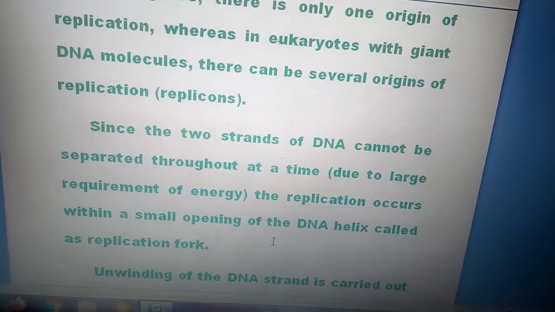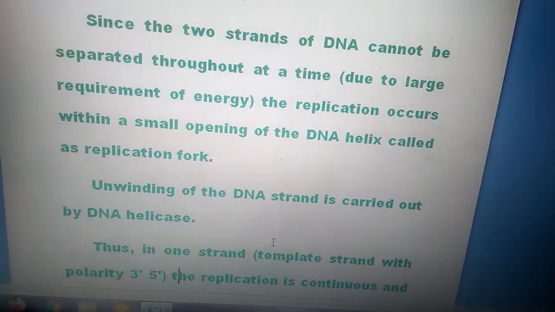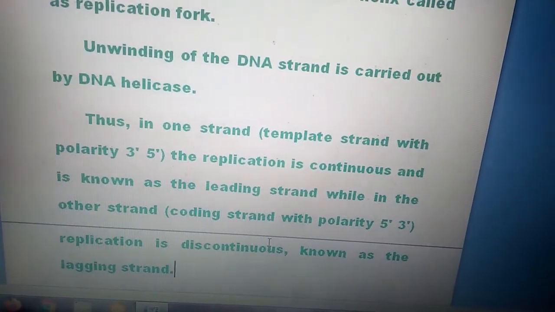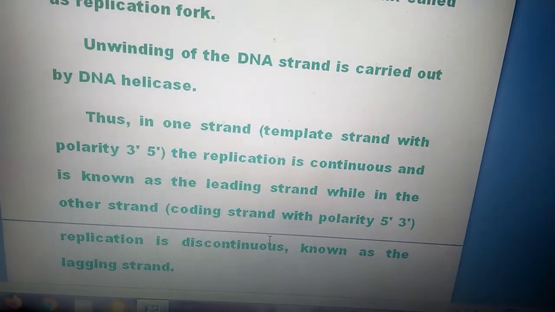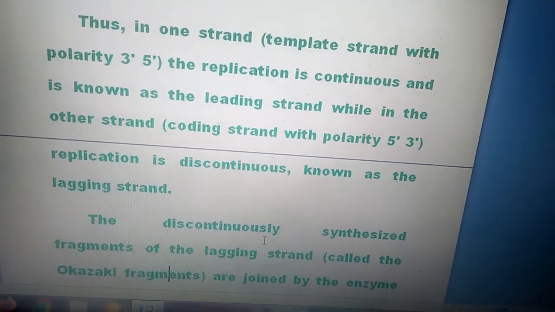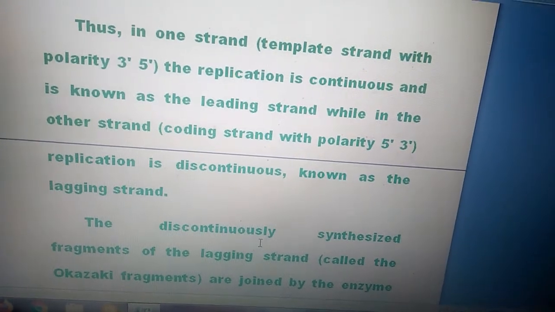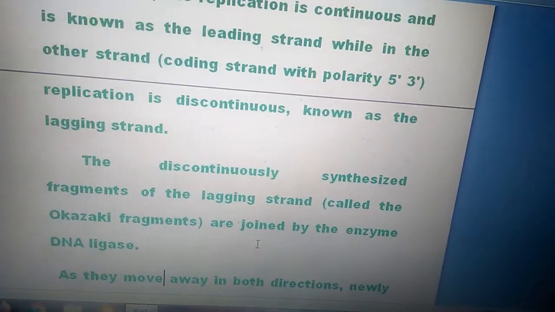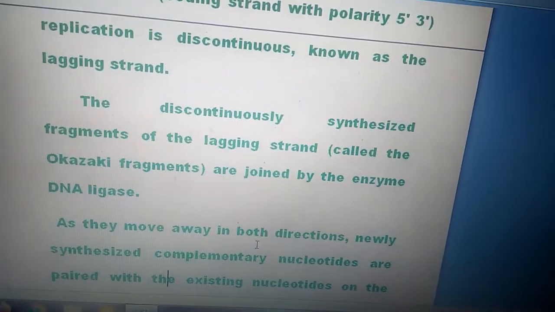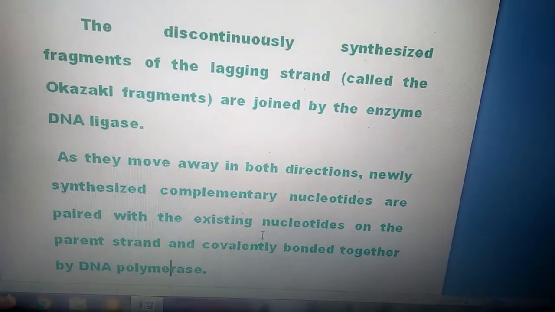The replication occurs within a small opening of the DNA helix called the replication fork. Unwinding of the DNA strand is carried out by DNA helicase. Thus, in one strand, replication is continuous and is known as the leading strand, while in the other strand, replication is discontinuous, known as the lagging strand. The discontinuously synthesized fragments of the lagging strand are joined by the enzyme DNA ligase.